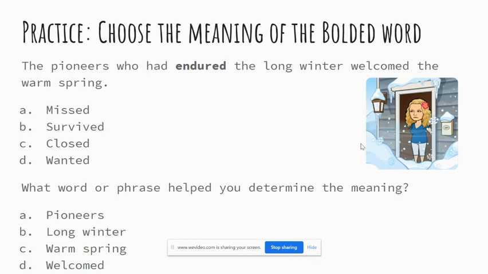That concludes this context clues practice piece, and we will talk about these answers in class.